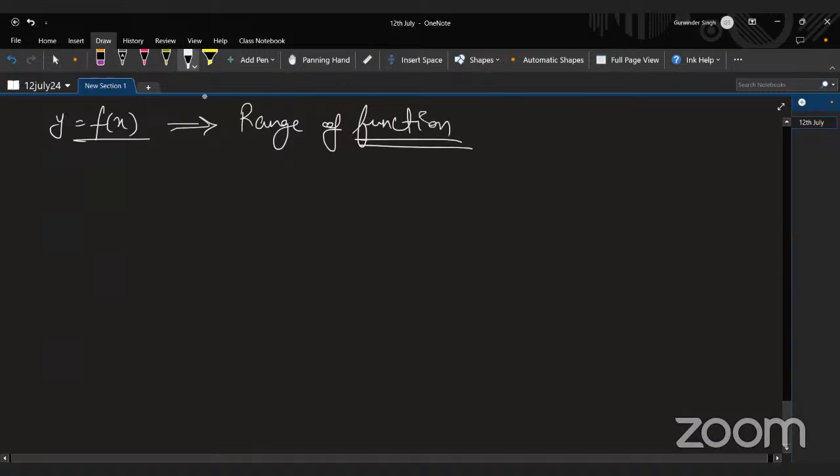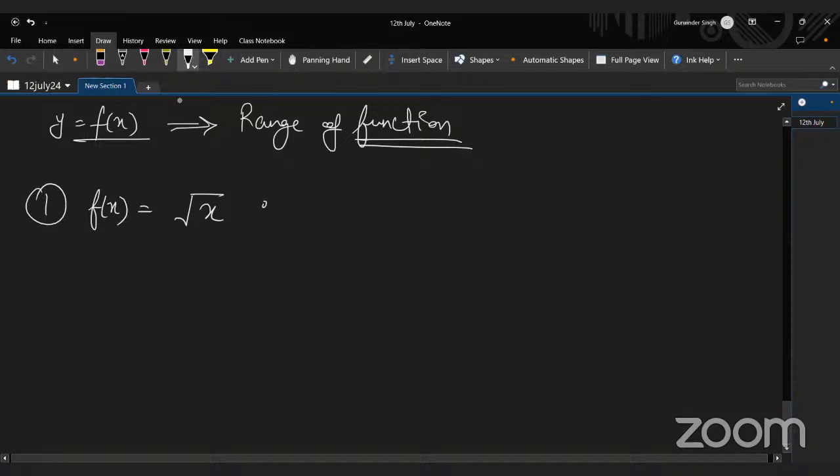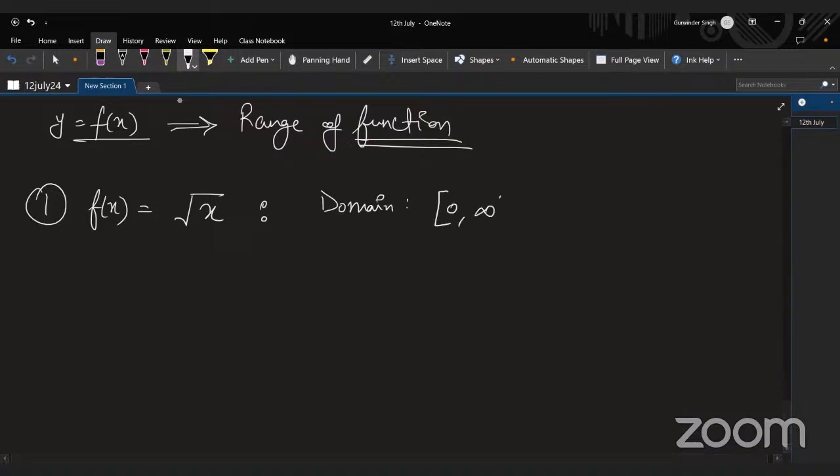So before finding range, I will just tell you one thing. If y is equal to under root x, or let us say f of x is equal to under root of x, can you tell me what its domain will be? Domain is very easy. Its domain will be 0 to infinity, right? Any number from 0 to infinity is my domain. Can you tell me what its range will be?